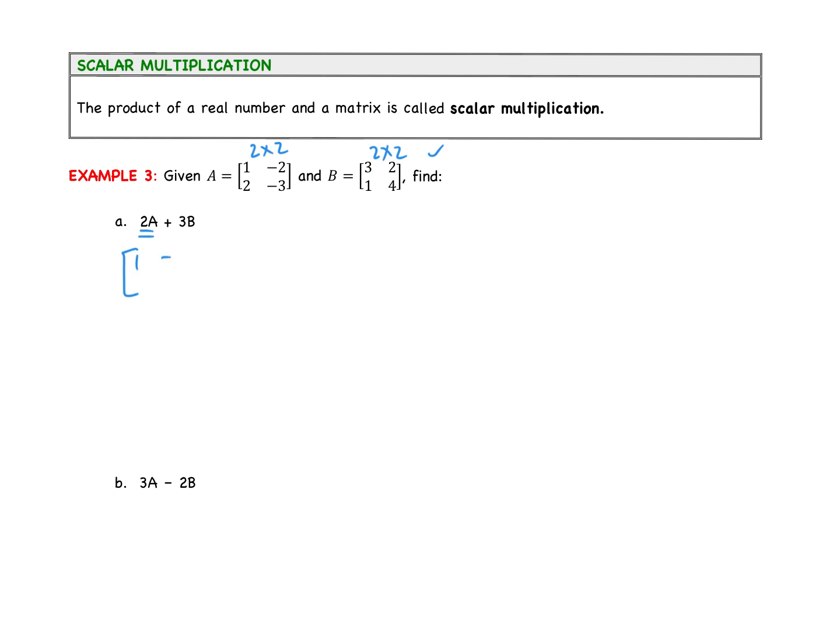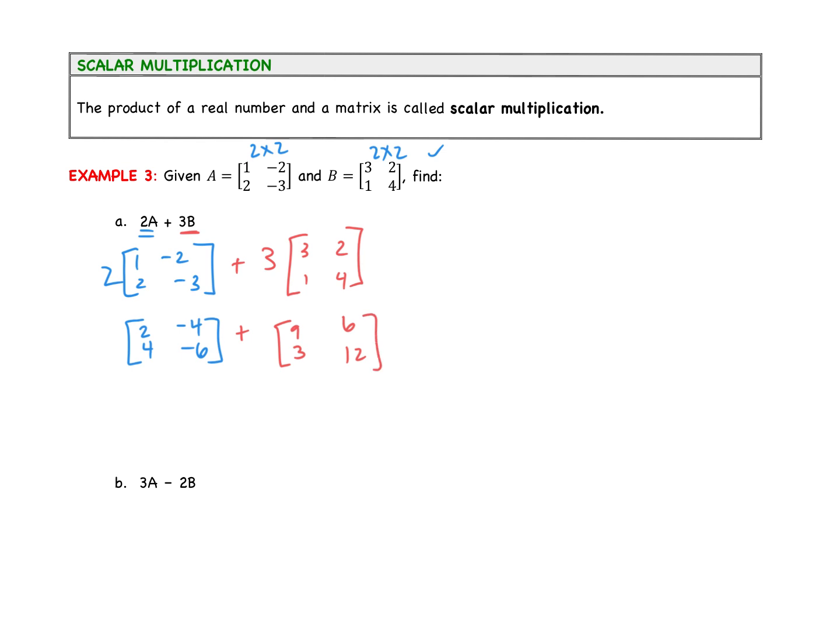So A is 1, -2, 2, -3, and we are multiplying that entire matrix by 2. What that means is all of the elements are multiplied by 2. So the first element is multiplied by 2, the second element is multiplied by 2, and so on and so forth. All of the elements are multiplied by 2. So then I'm taking matrix B and I'm multiplying it by 3. Again, all that means is we're multiplying all of the individual elements by 3. So we get 9, 6, 3, and 12.